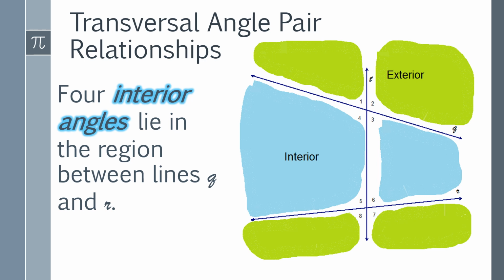So if we take a look here, we can say, okay, we've got these lines here that have formed these angles, and I've got an angle inside here, and this one's inside, and here's in the interior, and this is in the interior. And lo and behold, is the list of the angles that lie in that region between lines Q and R.